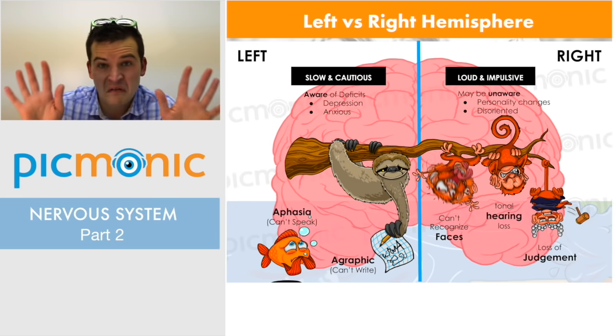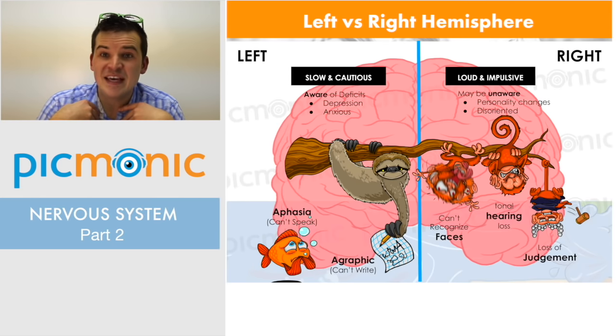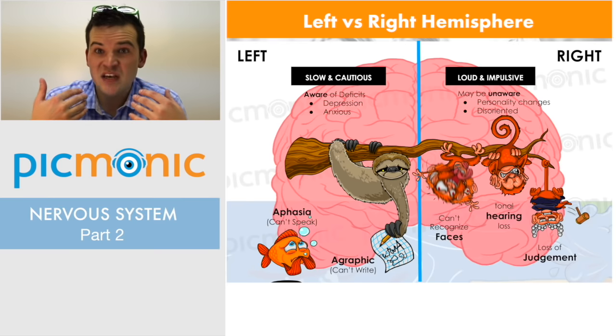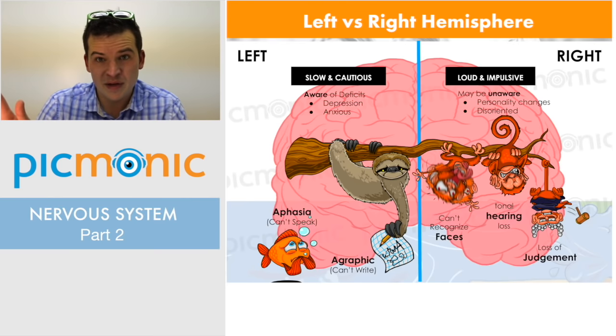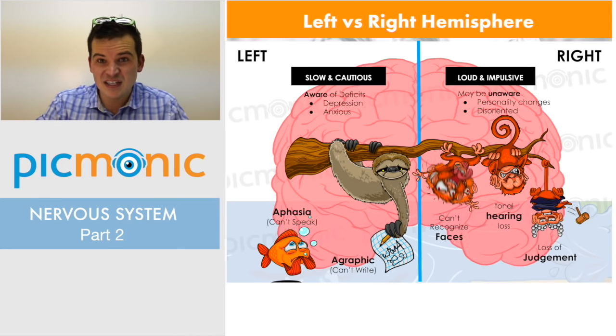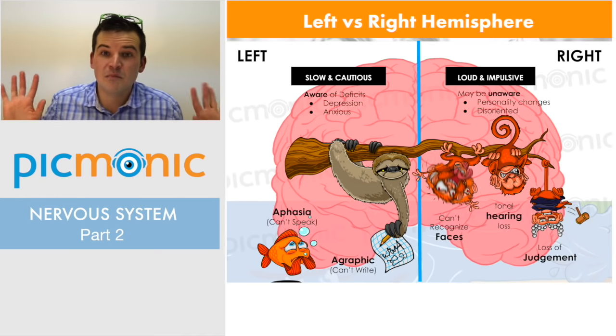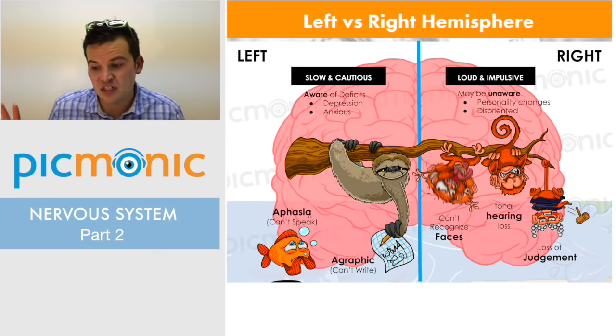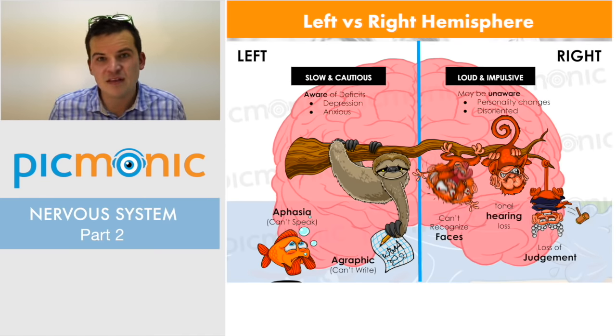Then you have right-sided stroke patients. Those patients are not in their right mind at all. They can't perceive anything that's going on in their environment. They can't recognize people very often. They have tonal hearing loss problems, and they just have no judgment. Because of this, they have personality changes, and they may be completely disoriented about what's going on. They may not know where they're at. They may think they're the Queen of England.